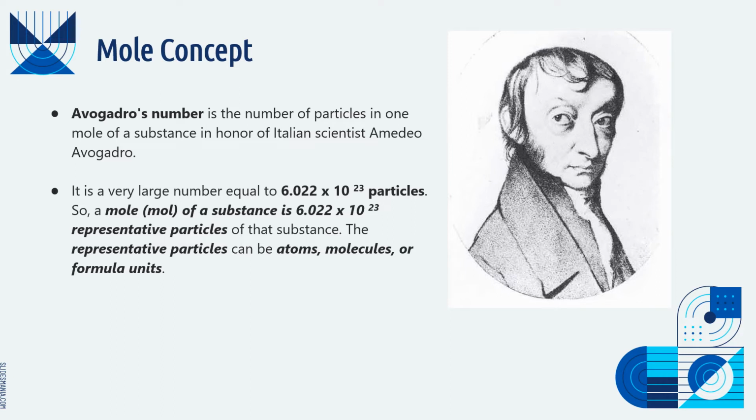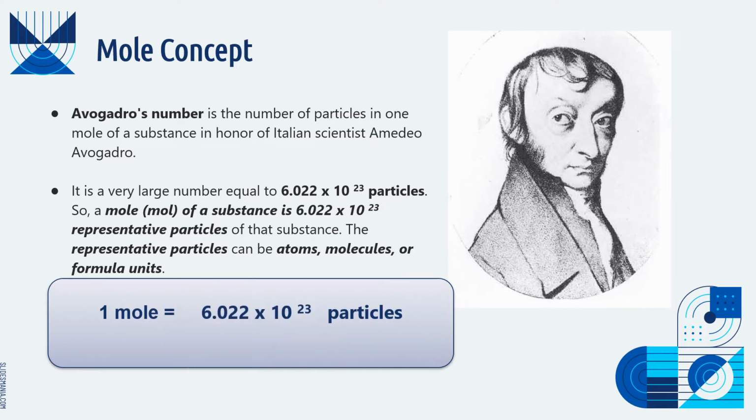So, 1 mole of a substance is equal to 6.022 times 10 raised to 23 representative particles of that substance. The representative particles can be atoms, molecules, or formula units. So, 1 mole of a substance is always equal to 6.022 times 10 raised to 23 particles, and those particles could be molecules, atoms, or formula units.